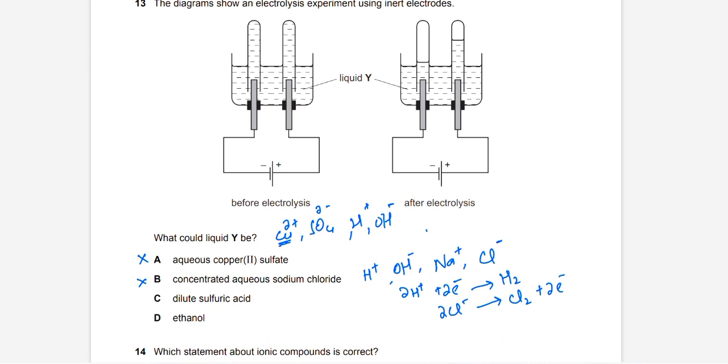Dilute sulfuric acid. What is dilute sulfuric acid? Let me write here. Dilute sulfuric acid contains 2H+ and SO4 2-. And then water itself contains H+ and OH-. So now let's see what happens. It has a higher amount of hydrogen, which will move towards the cathode. So suppose we have 4H+ and 4OH-. This will never be discharged on the anode. So now let's write first at the anode, 4OH-.